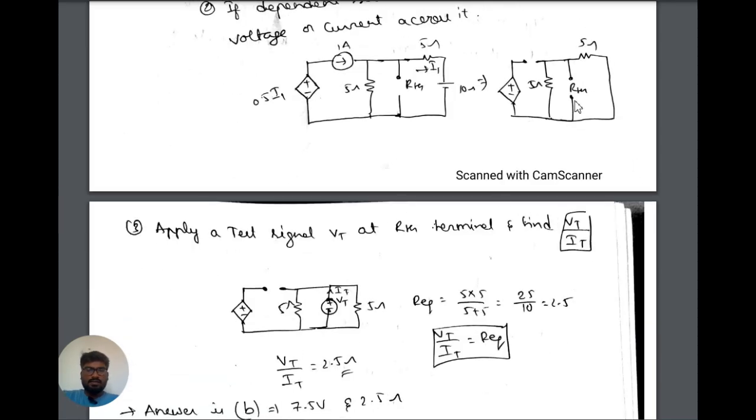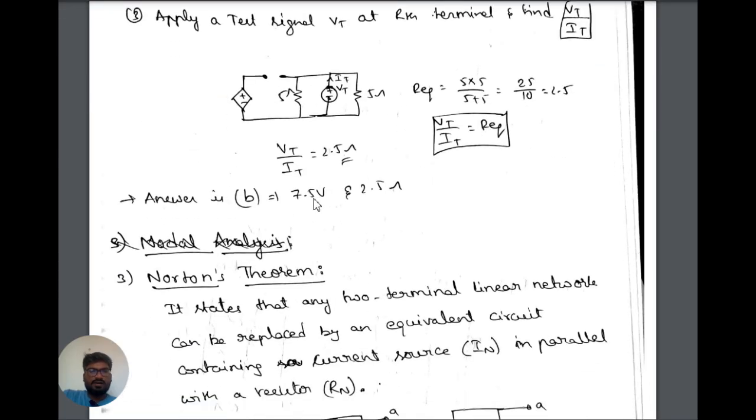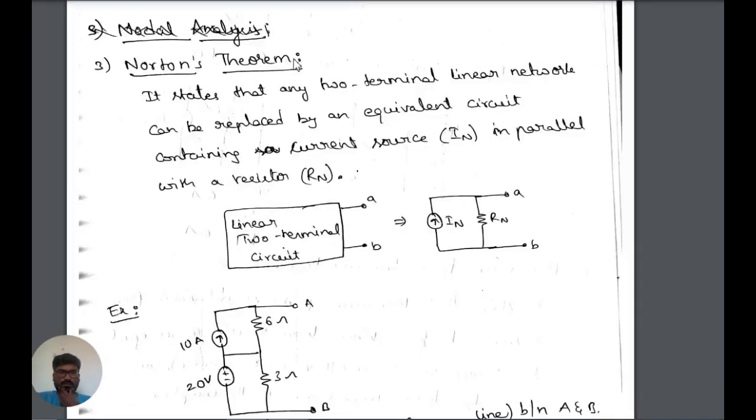To find this, we can apply a small test signal Vt at the RTH terminals. That means Vt voltage is applied and a current It flows. The current It will be divided and flow through this 5 ohm resistor and this 5 ohm resistor, so the equivalent resistance will be 2.5. So Vt by It will be R equivalent, that is 2.5. So the answer is 7.5 and 2.5.